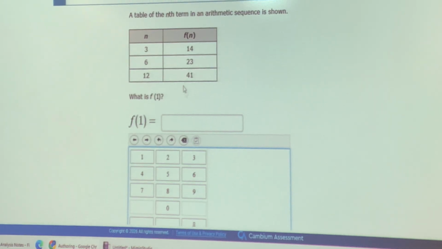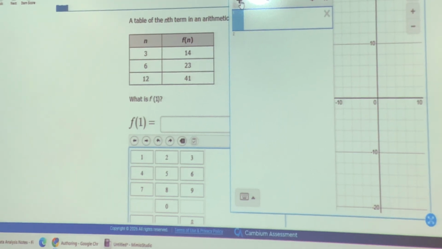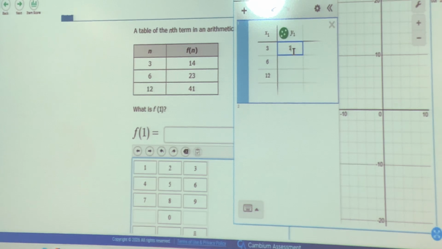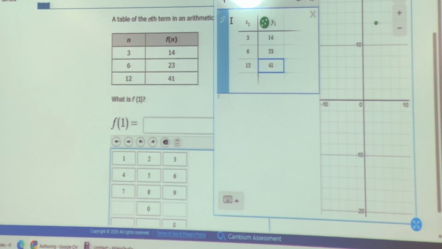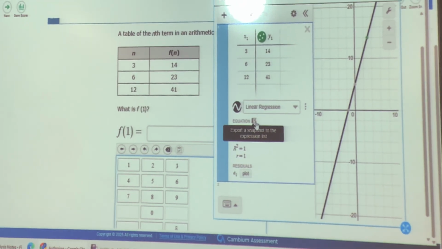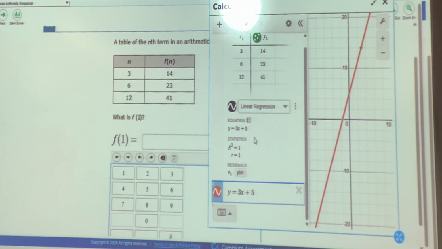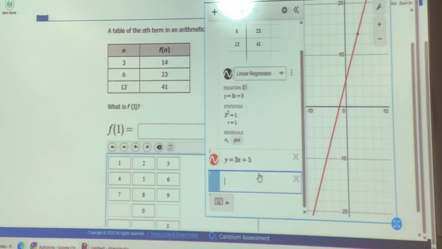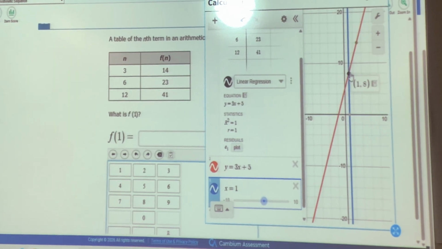Number 12, we're going to put this into a table. So we go to the calculator, hit that plus sign, plug those numbers in, 3, 6, 12, plug in 14, 23, 41, hit the little squiggly thing, and then we open another box below it and hit x equals 1. Or you can fill in the 1 for the x if you want. Both of those will work.